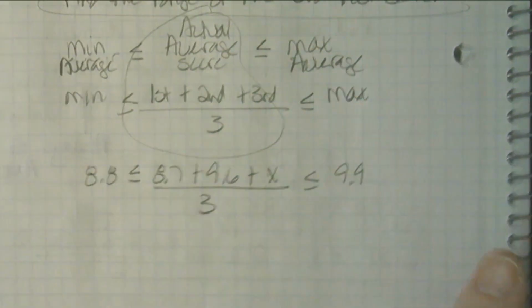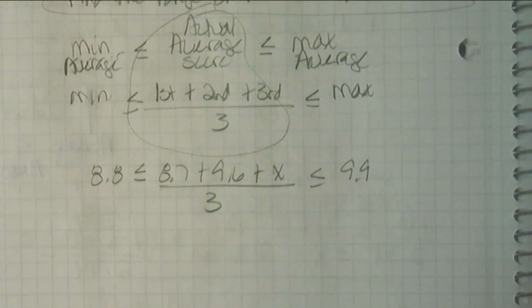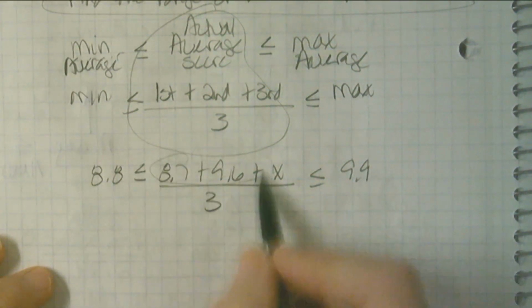Questions on writing that inequality? Okay, what do I do from here? By the way, you had something like this on a homework quiz. What do I do from here, Jacob? I wouldn't do that yet. What would I do first? Yeah, let's add these first.